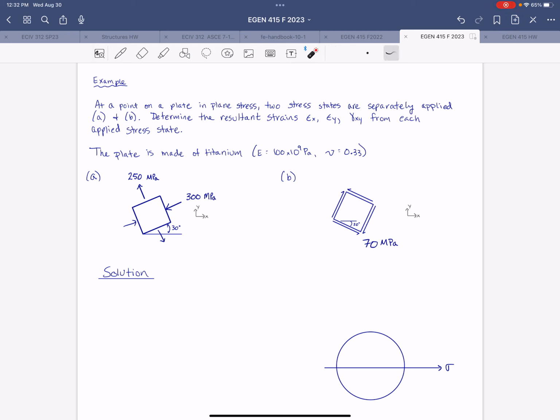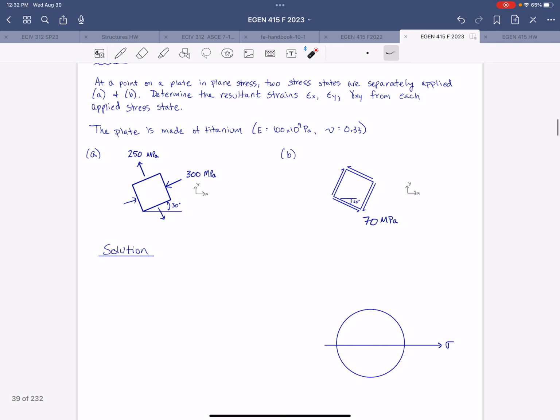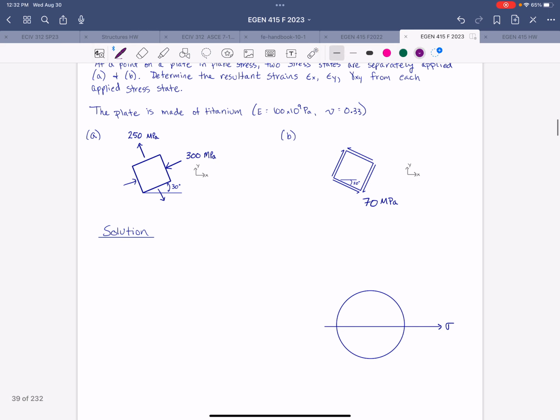We're given the material properties, or two of them at least, and the X and Y directions are given in the traditional horizontal vertical sense. All right, so we'll start with the first stress state, A. And we'll start by using Mohr's circle. So if we look at this stress state, what do we know about it right off the bat?